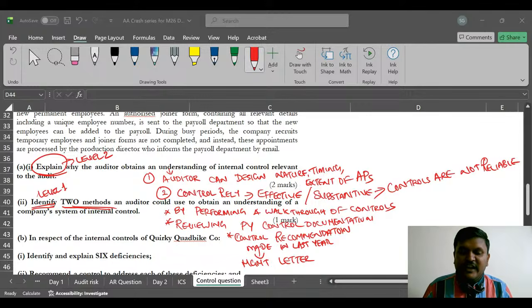So we'll have 5 points, out of which any 3 you can make, or any 2 you can make, you will gain that 1 mark here, because the question verb is identifying. So does anyone have any questions relating to this particular part?